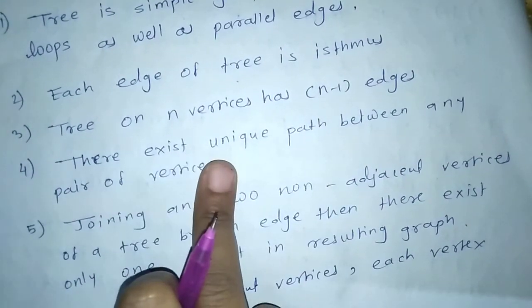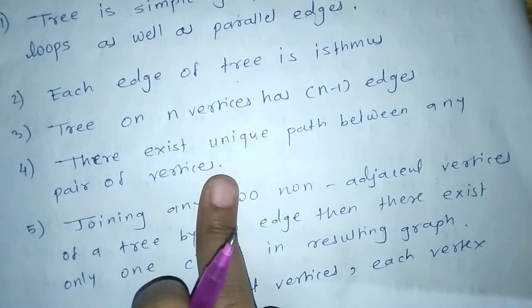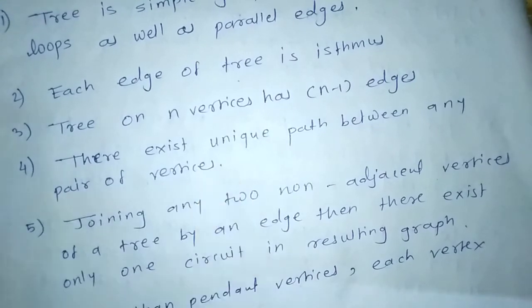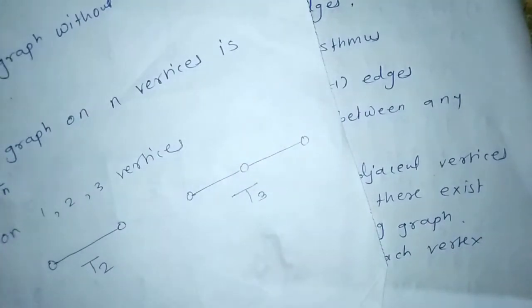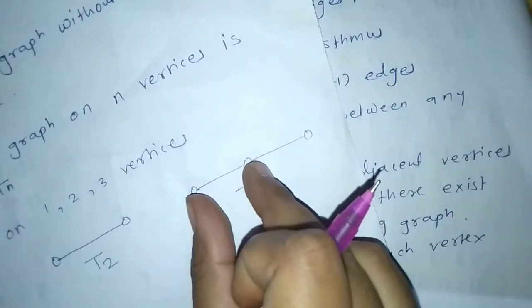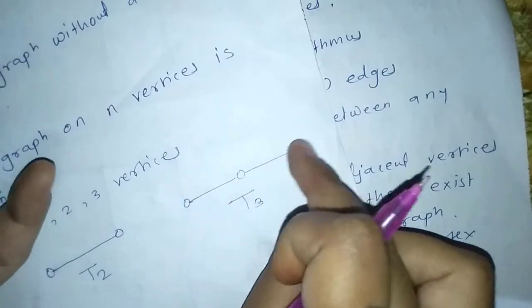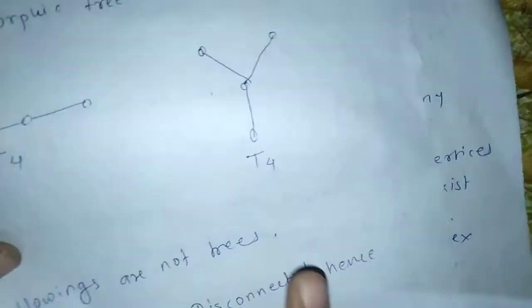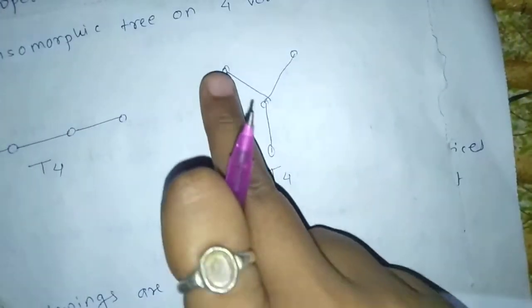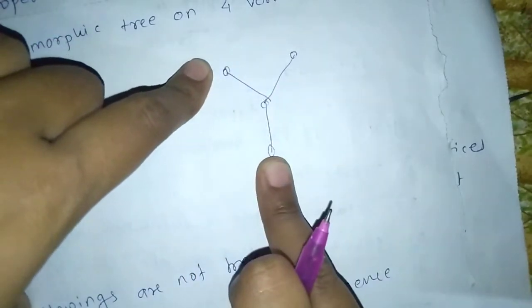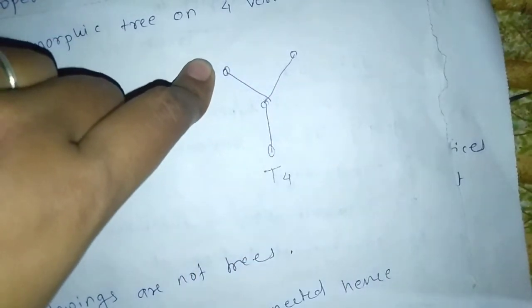Next, there exists a unique path between any pair of vertices. Means if you take any two vertices, this or this, this or this, you get a unique way to go from here to here. Similarly for T4 also, when we go from this vertex to this vertex, you get a unique way.